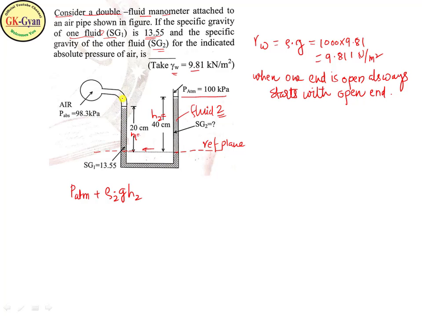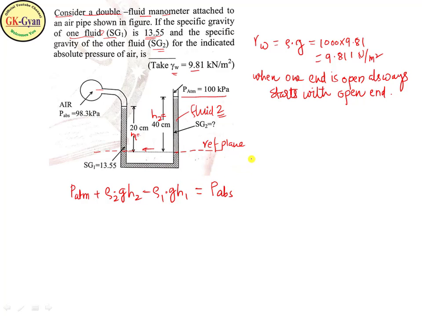How much? 20 centimeter. So you are moving upward from the reference line, so the pressure will decrease. So it will be minus. The density will be rho into g into h1. Then you are moving upward. So here the height is not given, so assume it is attached to this point only. So assume it is directly equal to P absolute.